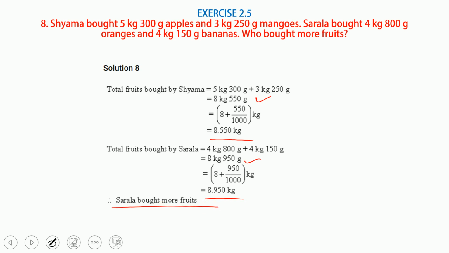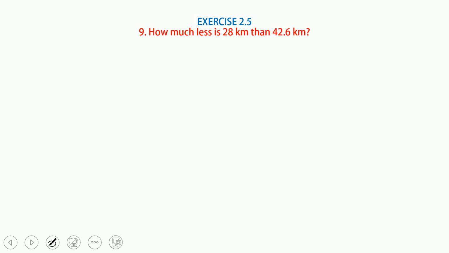Then it is the last sum. How much less is 28 kilometer than 42.6 kilometer? It's very easy. 42.6 minus 28. Now 28 means you have to put 28.0. This is very important while doing decimals. The point must be together. According to the point you have to adjust it.